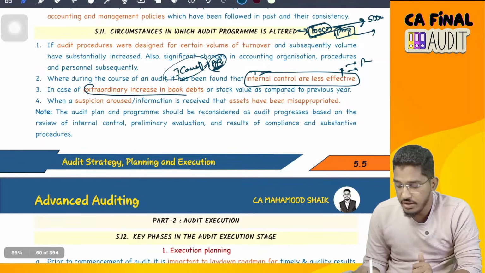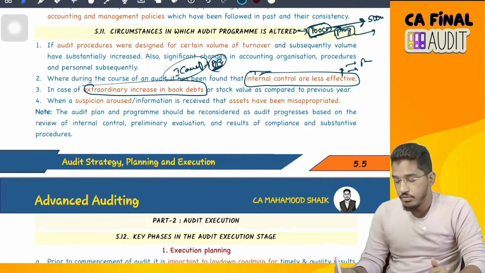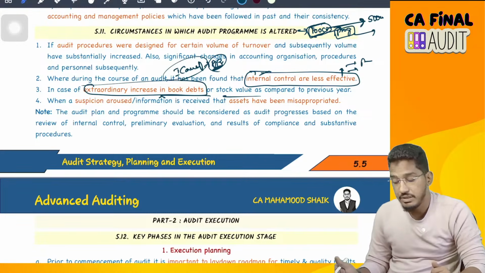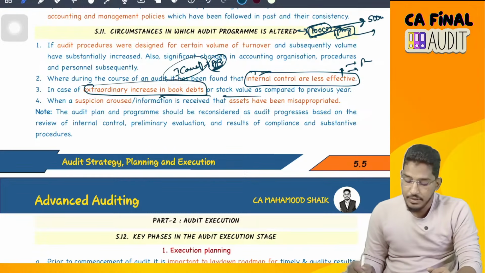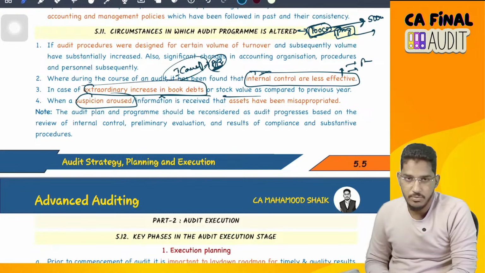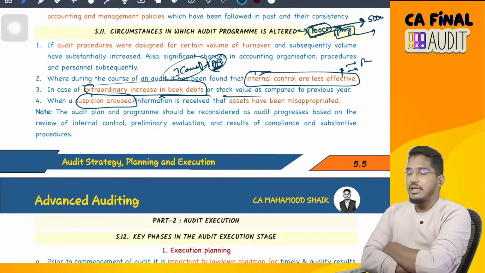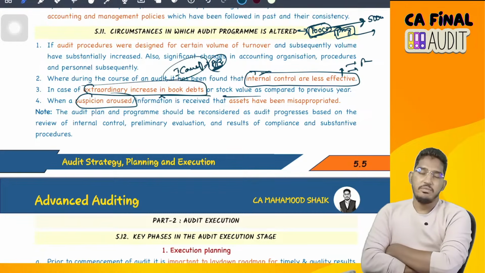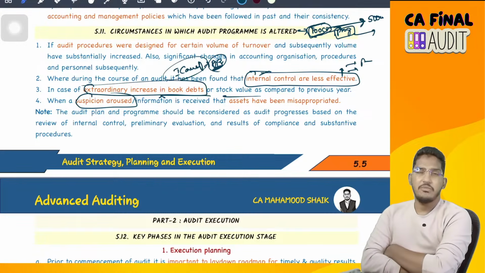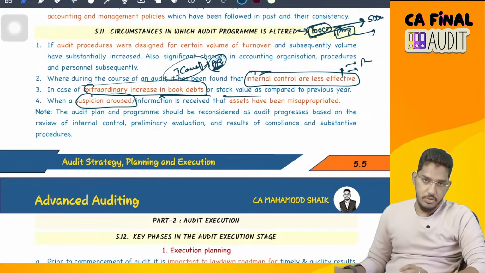And also in case of an extraordinary increase in the book debts or stock value. When you did the planning, and now compared with it, just like the way turnover or volume has changed, similarly, if there is a significant increase in the book debts or stock value compared with the previous year, then also you have to make changes to your audit program. And also whenever you get any suspicion or information that assets might have been misappropriated. Initially you did not feel that need, you felt there was no chance of misappropriation, but later you realized that in this client's organization there are more chances of misappropriation of assets. Now also you have to make changes to your audit program. So basically when the circumstances change, when you get more evidence during the course of the audit, then it becomes necessary for us to alter our audit program.